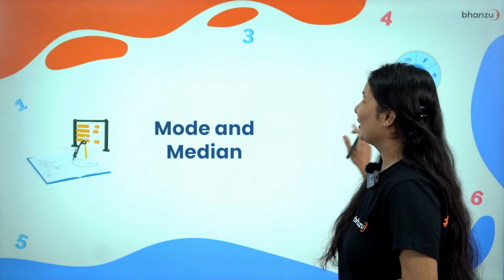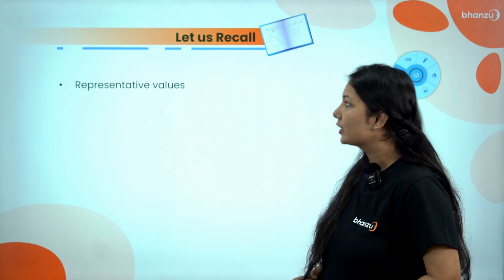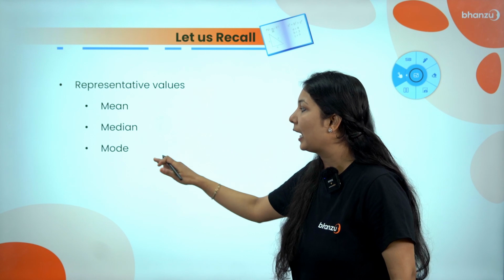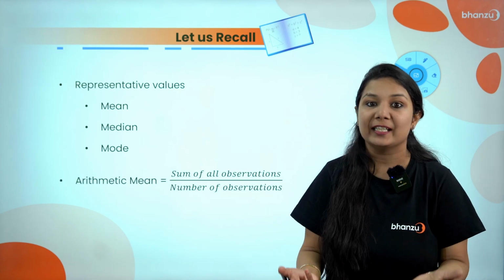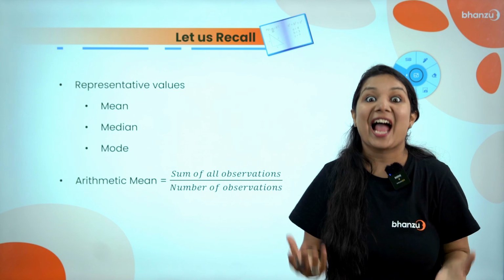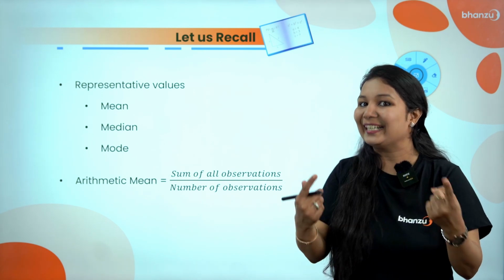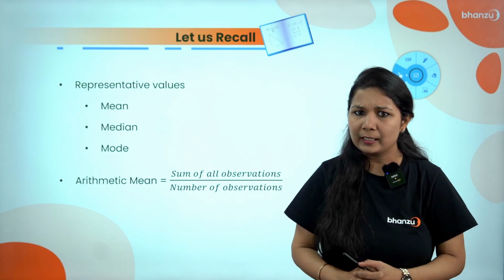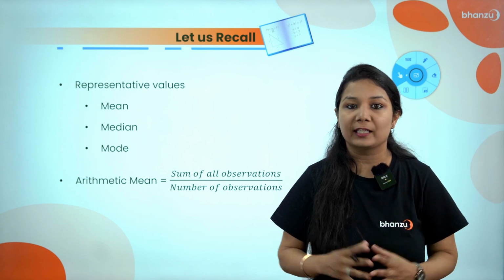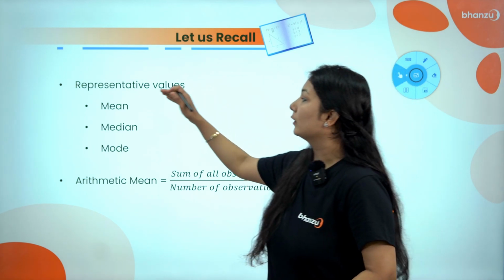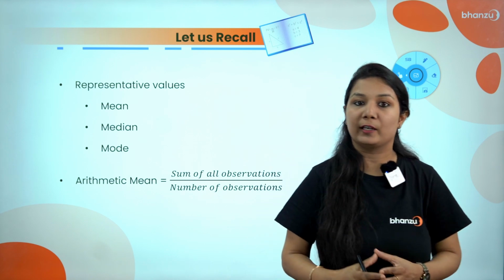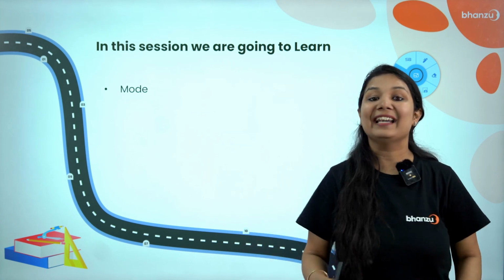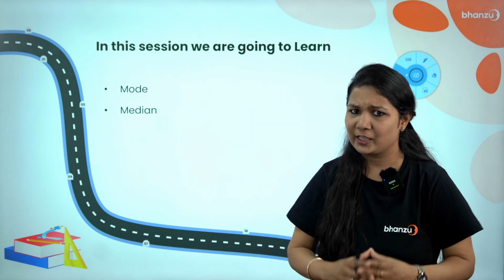Right? So let's check out a quick recall of what we did in the previous session. We talked about representative values, which were mean, median and mode, and then we saw what is mean, what is arithmetic mean, what is average. Remember everybody quickly? Yes. It's the sum of all observations upon the number of observations, right? So I told you, based on the data we collect, we can use the type of representative value. So today let's talk about mode and median in this particular session, right?